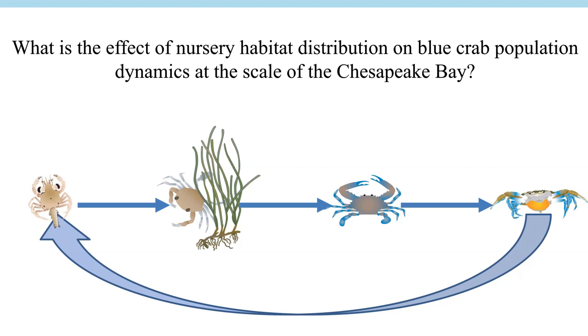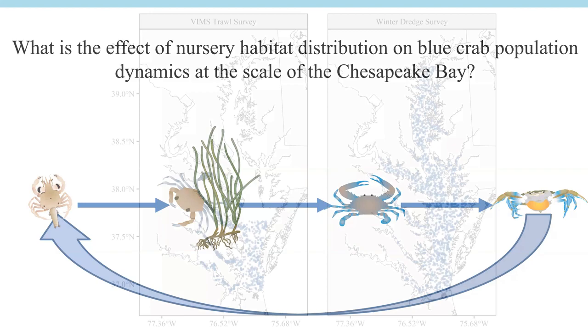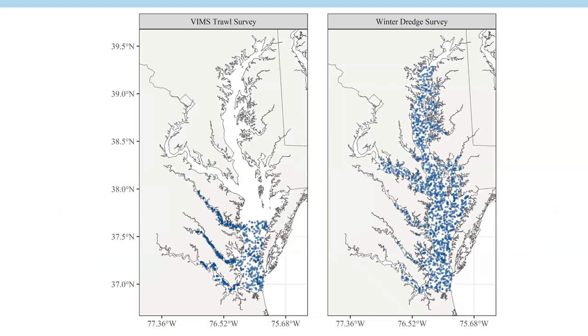With respect to the data I used, I leveraged two different fisheries independent surveys. First, the Virginia Institute of Marine Science Juvenile Finfish and Blue Crab Trawl Survey is a Virginia-based survey that conducts monthly, stratified random sampling within Virginia waters for commercially important finfish and invertebrate species. Then the Winter Dredge Survey is in partnership with the Maryland Department of Natural Resources, as well as the Virginia Institute of Marine Science, and targets blue crabs specifically in winter months when these animals undergo a state of torpor or limited movement, resulting in highly accurate samples, which we then use to derive indices of abundance.